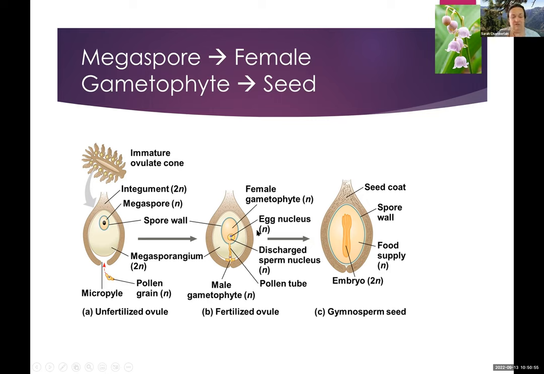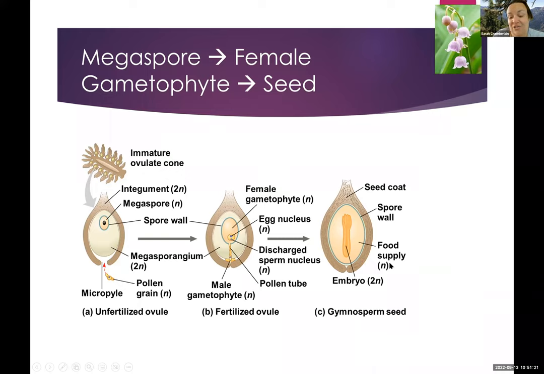And then meanwhile, our little pollen grain is flying over here and there's this little opening and it gets wedged in there and that little tube nucleus grows. And then the sperm swims through that little tube to fertilize our egg. Ta-da, we have a zygote, which then grows into an embryo.